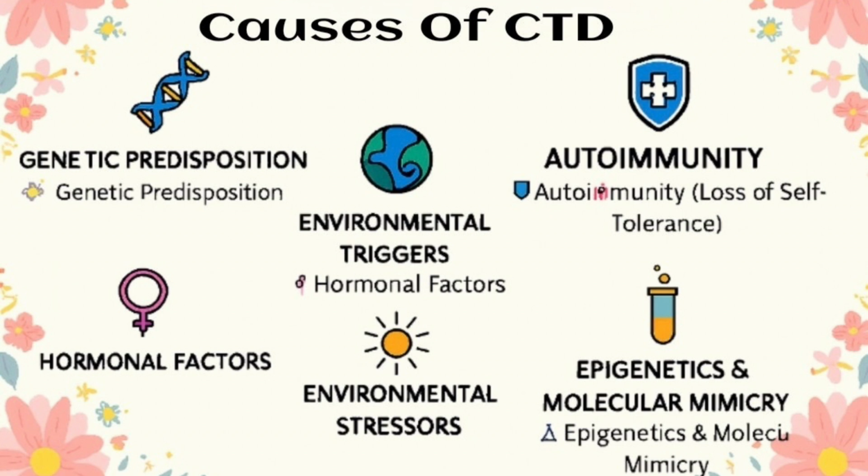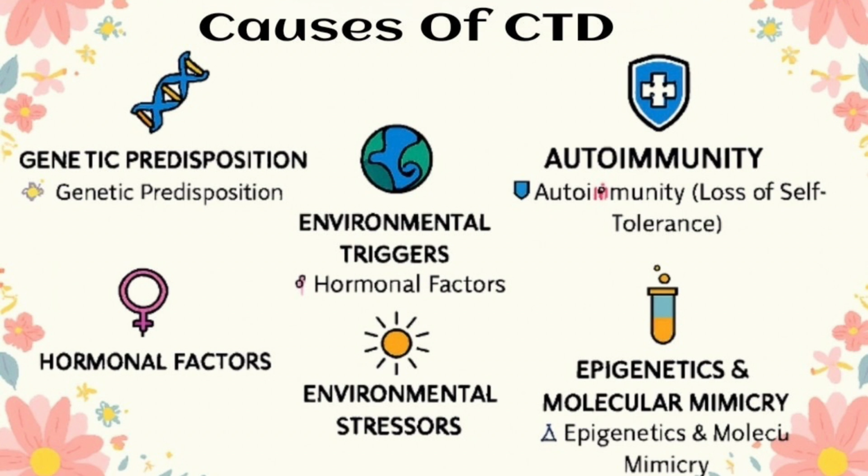The mechanism is the breakdown of central or peripheral tolerance, which allows autoreactive T and B cells to survive and produce autoantibodies. For example, in lupus, anti-dsDNA antibodies form immune complexes that deposit in kidneys, leading to lupus nephritis.